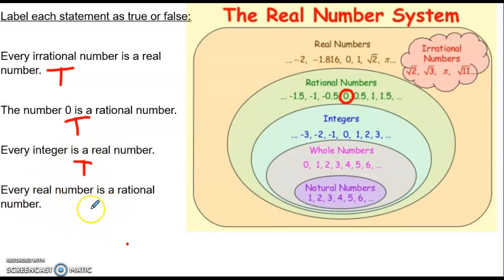Every real number is a rational number. Okay, well that one is not true because these numbers over here are also real numbers. These irrational numbers, pi is a real number, but it is not rational. Notice how these are not inside this circle here. So irrational numbers are real, but they are not rational. So this statement is false. Let's keep going.